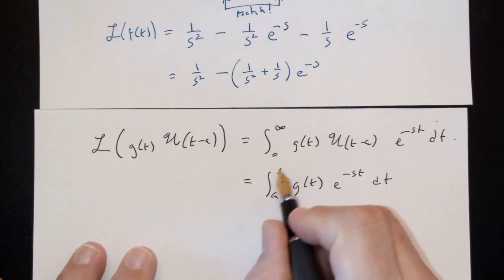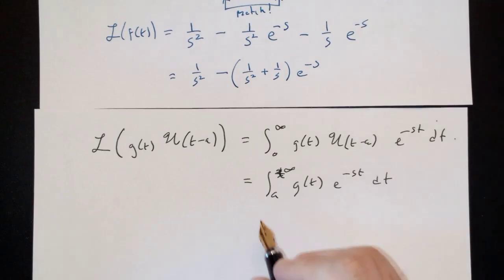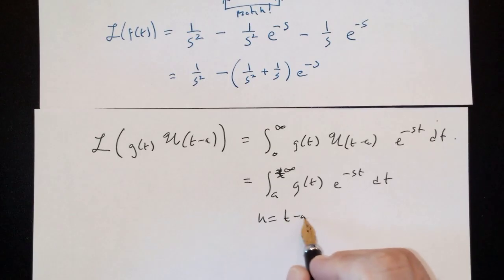Not t up here, infinity up here. Don't mess that up, Joshua. Bad idea, bad idea. I'm going to do a u sub. I'm going to do u equals t minus a. If I do that, what's du?